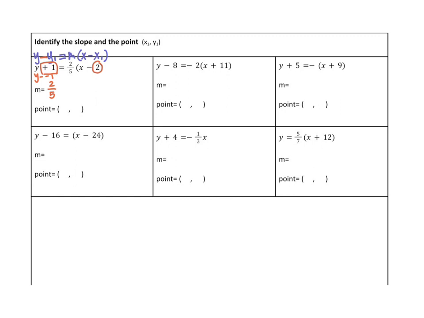So when looking at the point, and maybe you want to write this down, when looking at the point, you want to take the opposite of each value. So I just wrote, when looking at the x and y values, take the opposite. That means if it says x minus 2, the point you're going to take out is a positive 2, because it said minus 2.